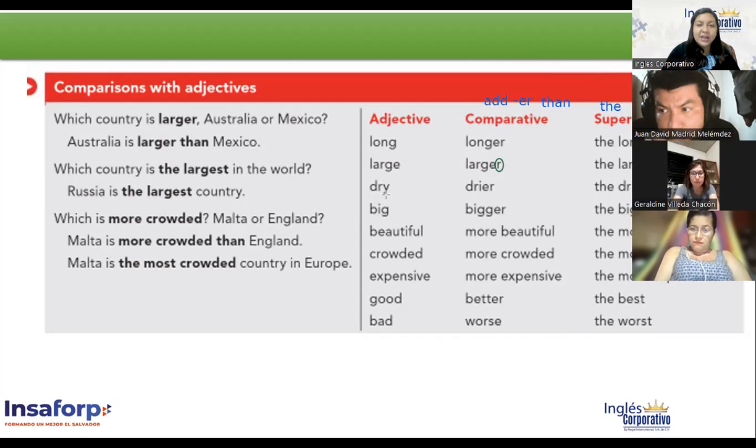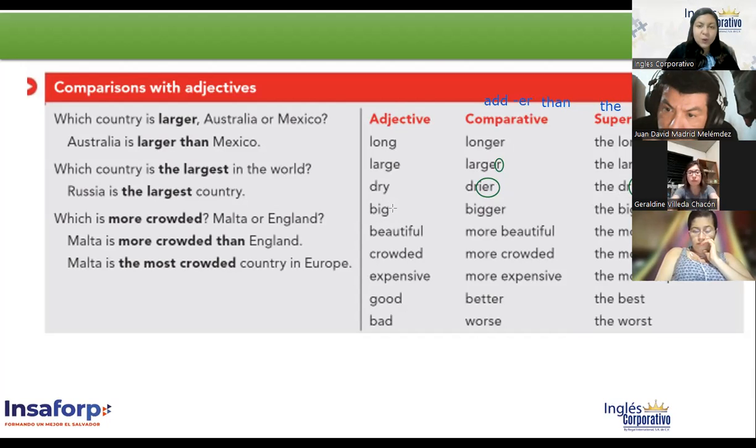Okay, now dry. What happens here? This is a one-syllable adjective, but it ends in Y. So I drop the Y and I add I-E-R: drier. San Miguel is drier than San Salvador. And it's hotter too. And the superlative, the driest. Also, we drop the Y. We eliminate the Y and we write I-E-S-T.